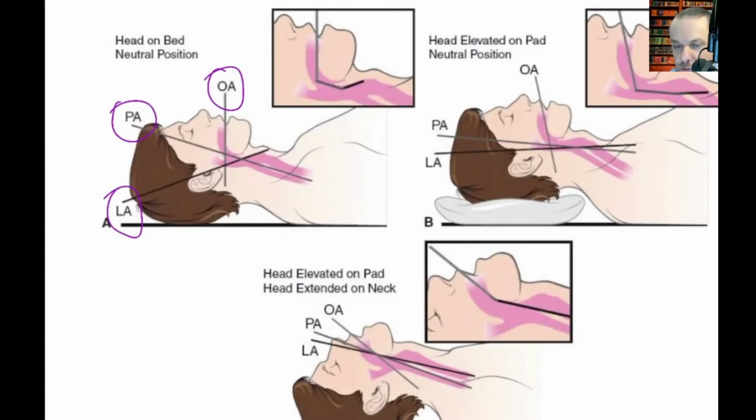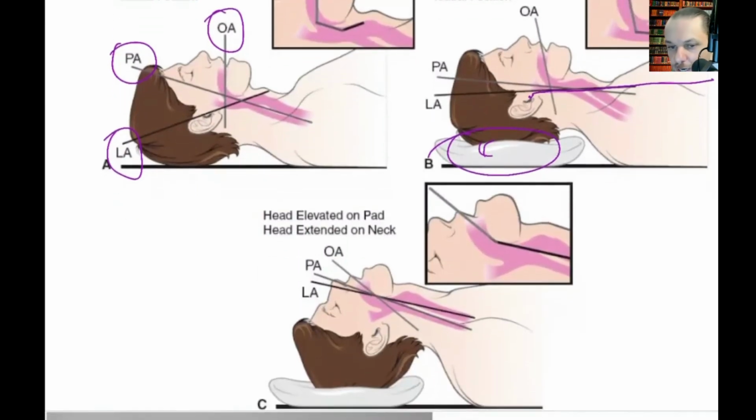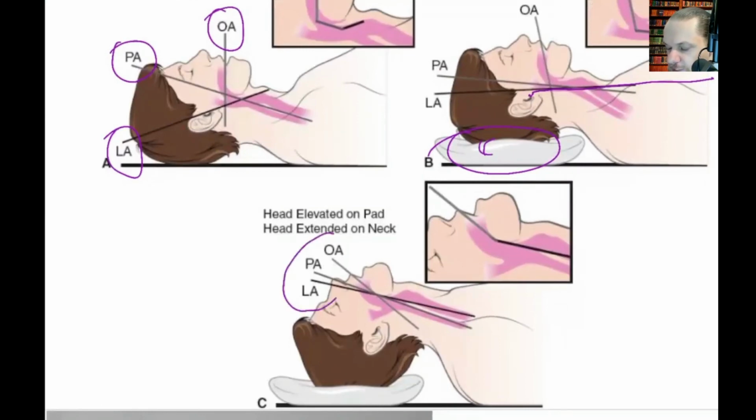For an adult person, you want to position them with ear hole to the sternal notch. So you're going to put some tissue, some padding, some blankets in back of their head, and then you're going to open the airway. Here you see all the axes are aligned. This will give you the optimal view of the vocal cords that we saw in the initial picture.